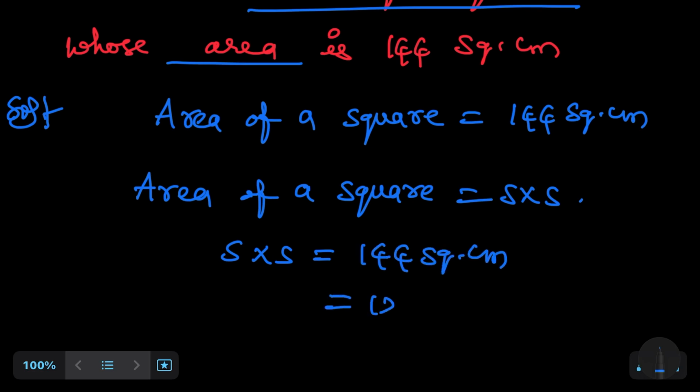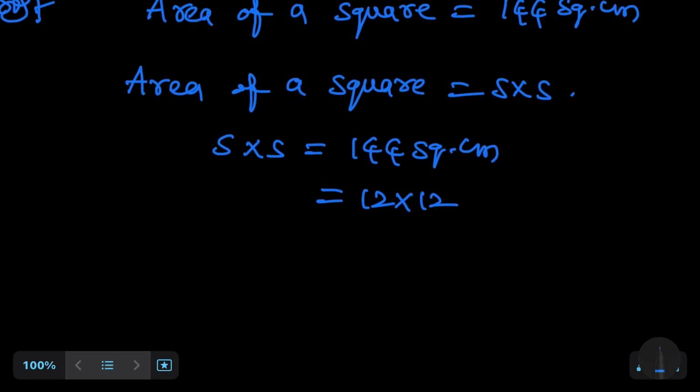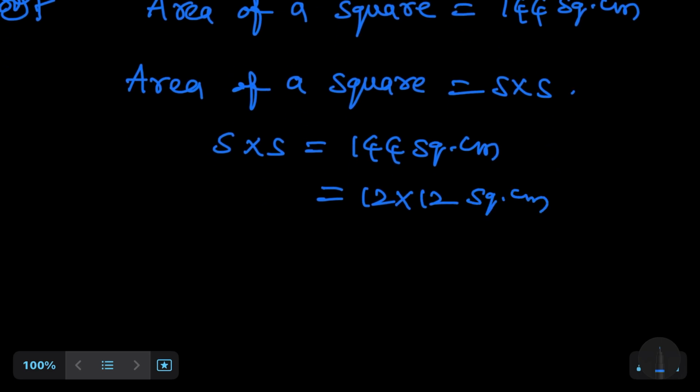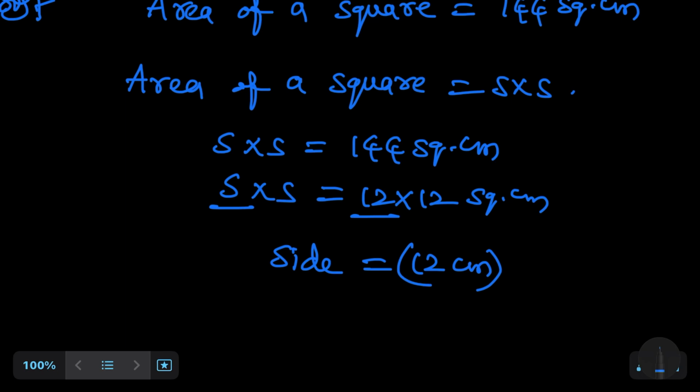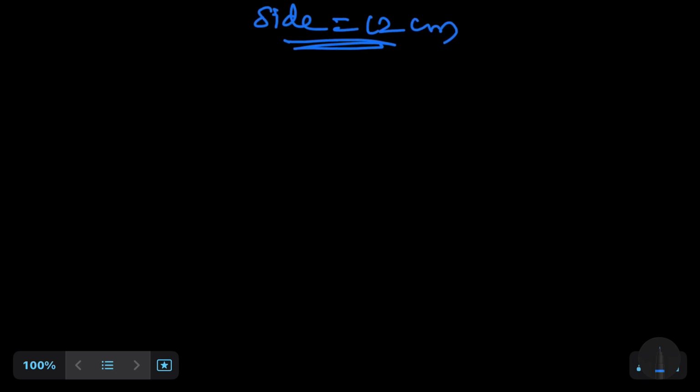We know that 12 12s are 144 square centimeters. So side into side is 12 into 12, that is 12 centimeters into 12 centimeters, 144 square centimeters. So side is equal to 12 centimeters. Side squared equal to 12 centimeters squared. Side equal to 12 centimeters. Okay.